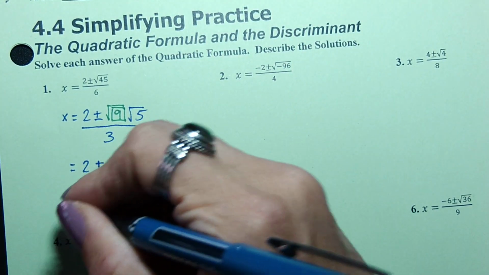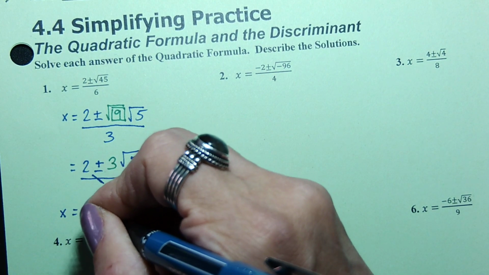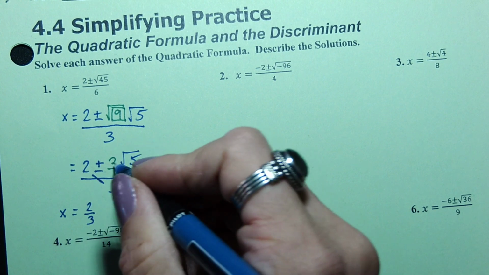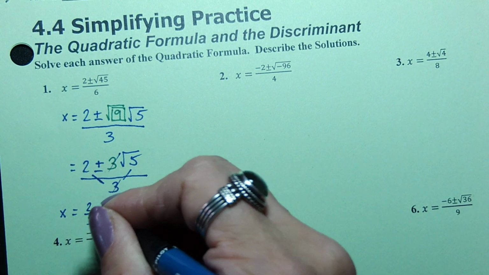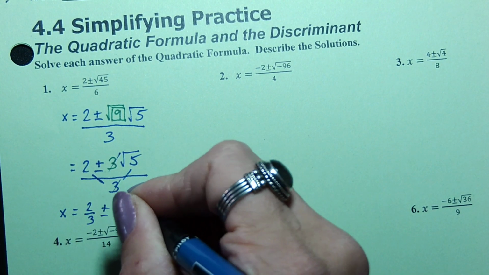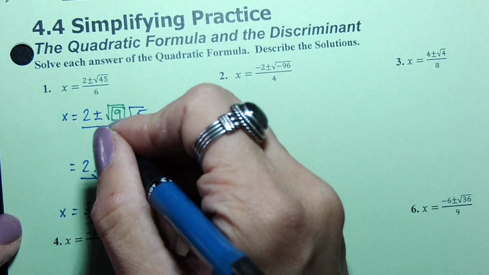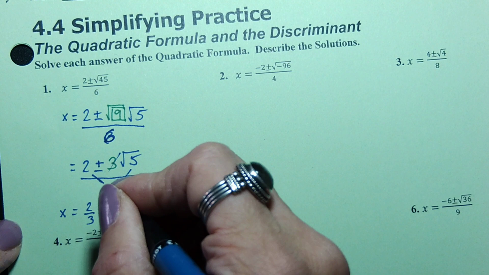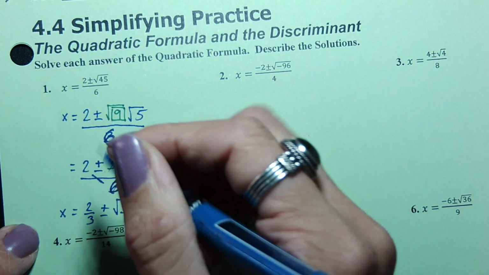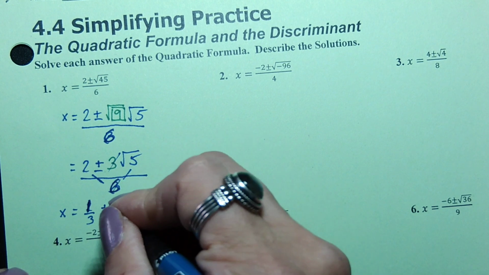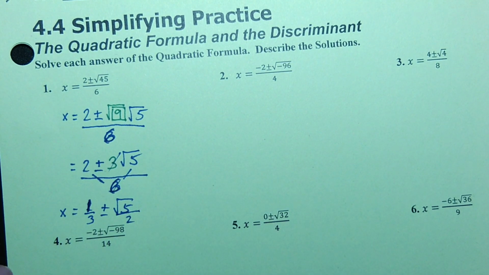So divide the 2 by 3, and we get 2/3. Now when I divide 3 radical 5 by 3, the 3's cancel, so we get plus or minus the square root of 5. Oop, and I don't know why I wrote 3 there. That should be a 6. I'm so sorry. That is a 6. This is how my brain is working today. So that should be 1/3. And this would be radical 5 over 2.